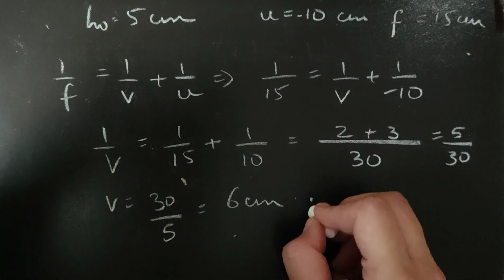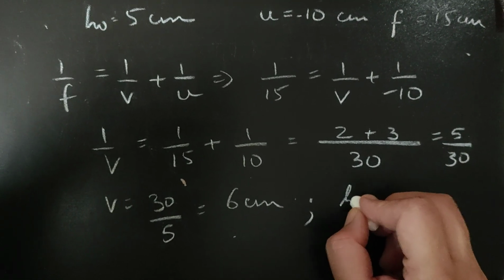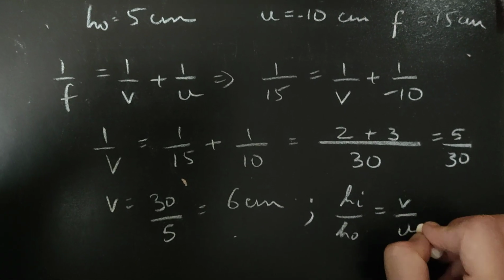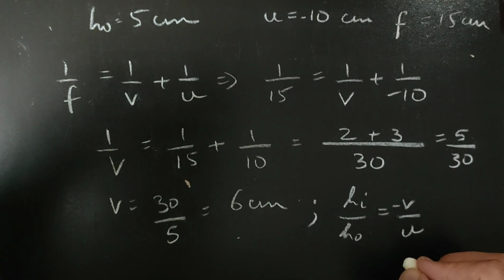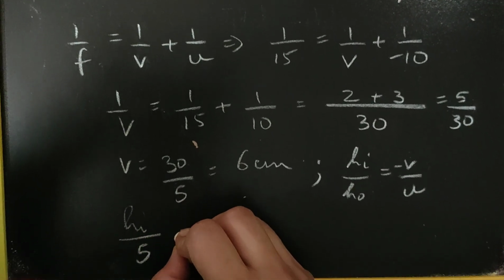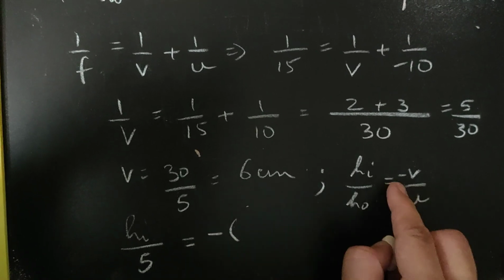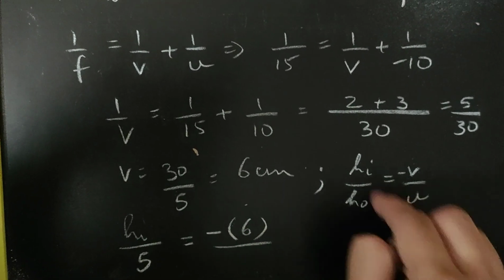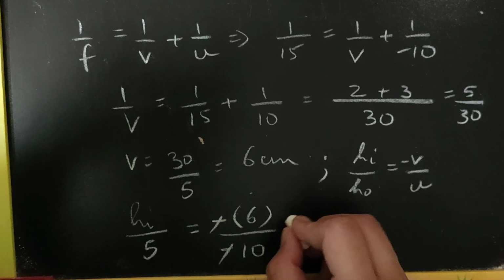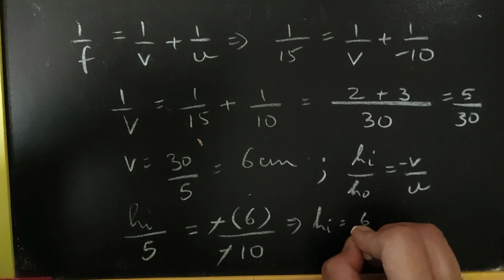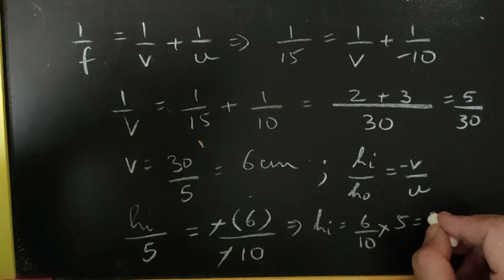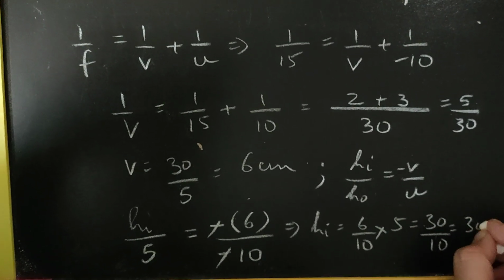Also you have to find the size of the image. So size of the image would be, using the magnification, HI upon HO is negative v by u. So HI we have to calculate. HO is given 5, v we have calculated 6, and u was given in the question minus 10. So this negative goes off and we are left with HI as 6 upon 10 into this 5. So that becomes 30 by 10 or 3 cm.